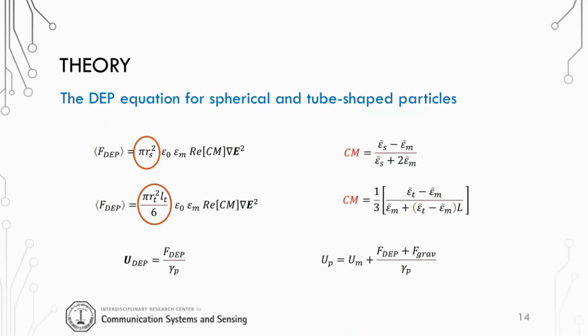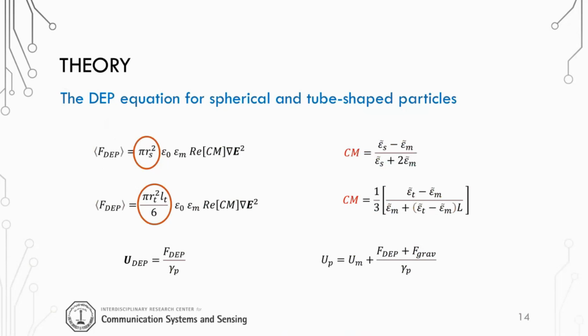If the permittivity of the particle is higher than the permittivity of the medium, then of course the CM will be positive, and after all the DEP force will be positive, which means that your particle will move to the electrode or to the high electric field. And in the opposite case, if this term is negative, then your force will be negative and the particle will move away from the electrode.